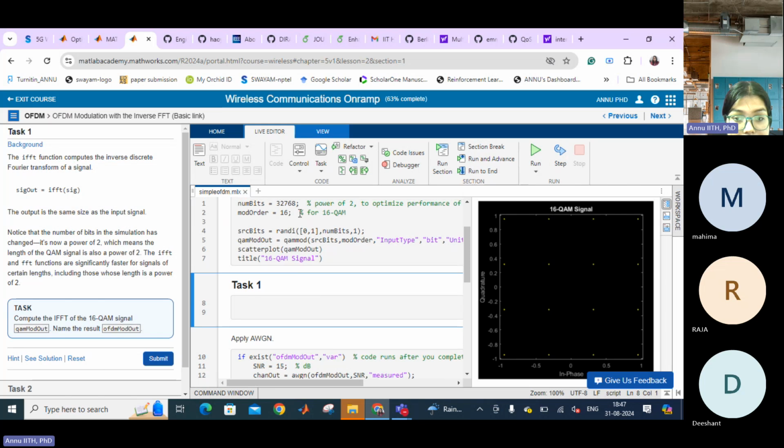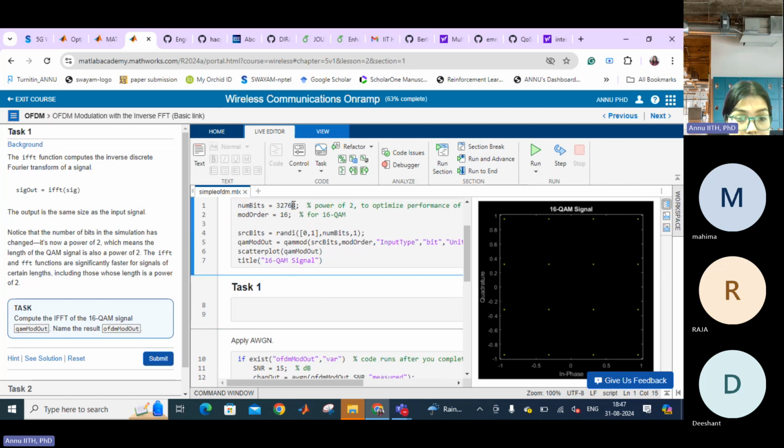Previously we had 20,000, which is not a power of 2. That means the length of the QAM signal is also a power of 2. So the length of the signal will also be a power of 2, because after modulation the same size will be there. Now, the IFFT and FFT functions are significantly faster for signals of certain lengths, including those whose length is a power of 2.